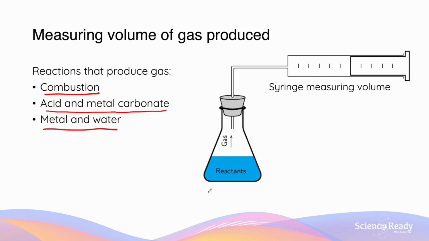In the setup which is demonstrated here, we have a syringe that's connected by a gas delivery tube to a conical flask, which acts as a reaction vessel for a reaction which produces gas. When the gas is produced, the pressure will cause the syringe to push out, and the marked lines will indicate how much volume of gas has been produced.